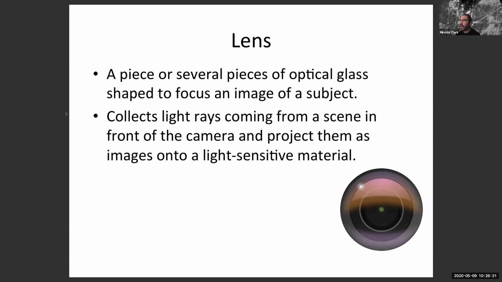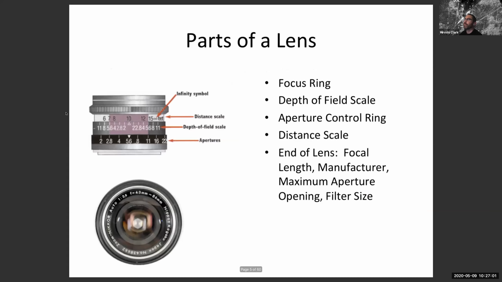So a lens is a piece or several pieces of optical glass shaped to focus an image of a subject. Essentially, it's collecting light rays coming from a scene in front of the camera and projecting them as images onto light-sensitive material. In our case, right now, the light-sensitive material is the sensor of our digital cameras and/or phones, okay? Which is just a digital sensor as well.